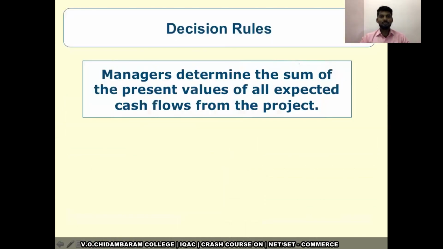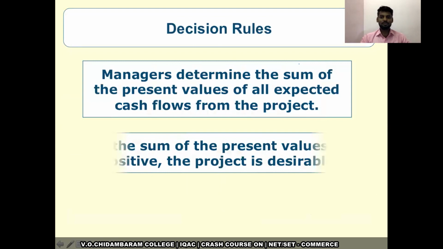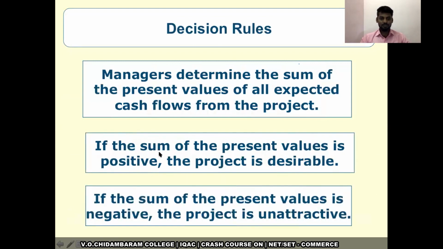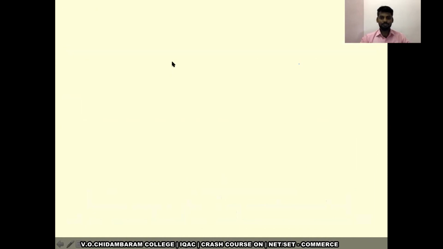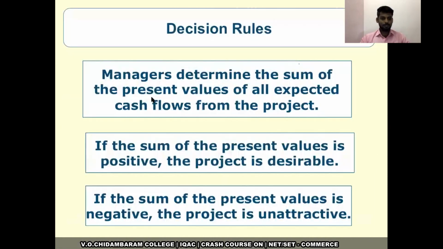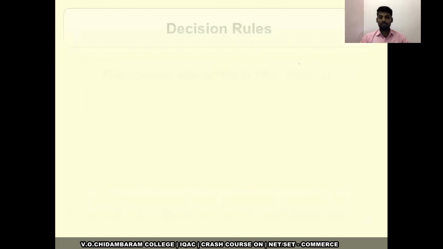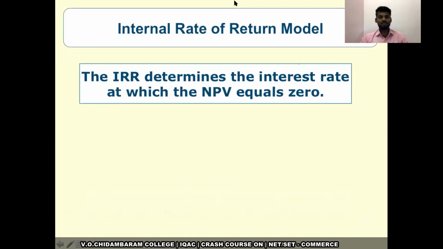The second important point is the decision rule, as I said before. If the sum of present values is positive, the project is desirable. If it is negative, it is unattractive. So you have to decide whether we can accept it or reject it.